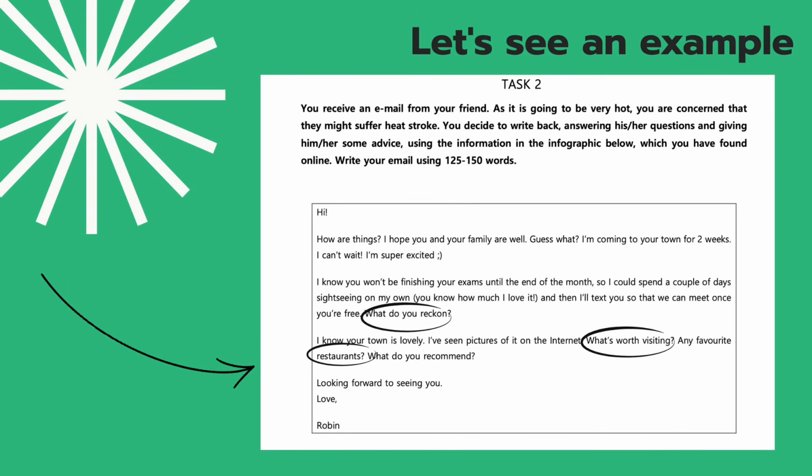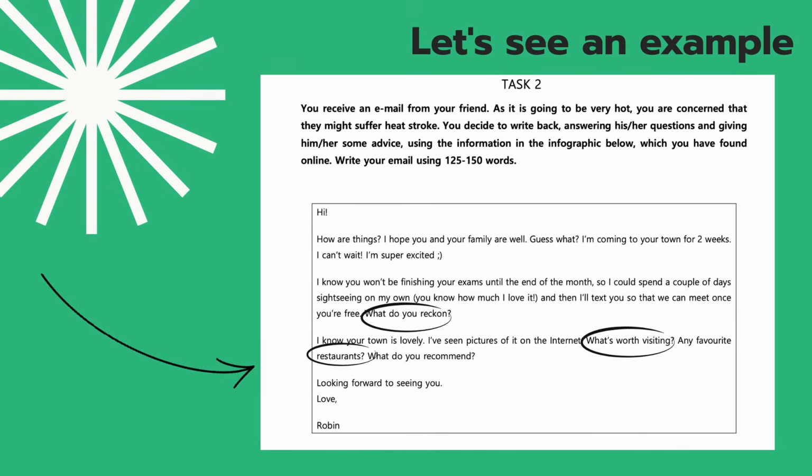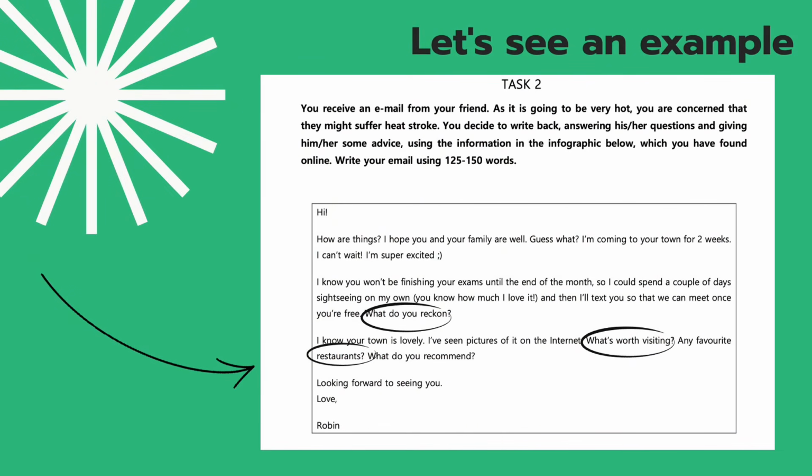Let's concentrate on the important parts, because before we start writing, we need to think, what have we been asked in this task? And as you can see, I have circled a couple of things from the task. The first question that we have to answer is, what do you reckon? So what do you think about me spending a couple of days with you in your hometown? The second thing we need to address is what is worth visiting. I need to give my friend some tips, some places, some sites that are worth visiting, plus some interesting restaurants that he should go to.